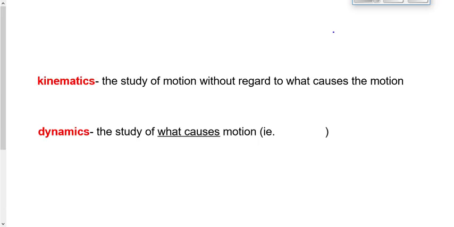So dynamics, the unit that we're studying today and going forward for the next few weeks, is the study of motion with regard to what causes the motion, which is the study of forces. You guys remember what a force is? Like, how do you define a force?